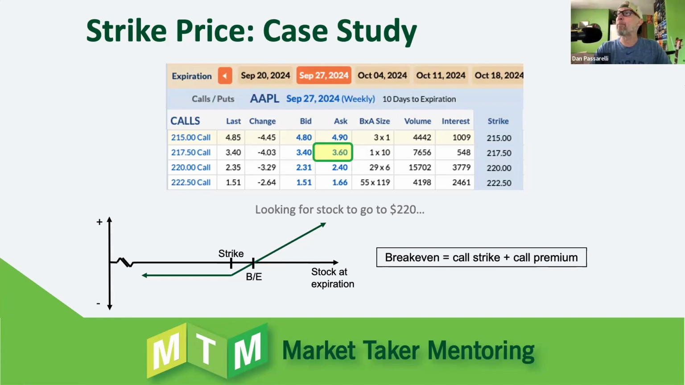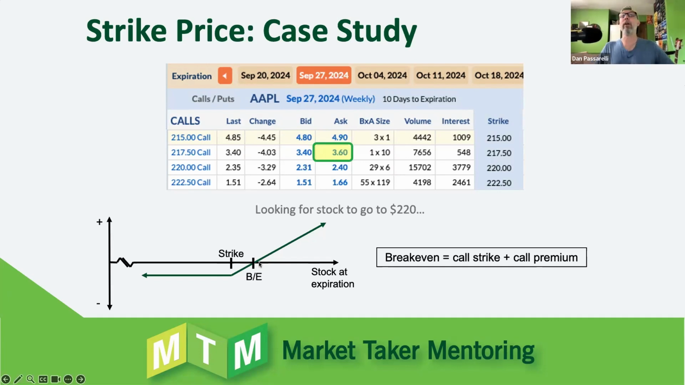Well, what happens if she's right and Apple does go to 220 and is trading at 220.01 ten days from now at expiration? Did you ever learn how to calculate the break-evens on these profit and loss diagrams? The break even is the call strike price plus the call premium. So 217.50 plus 3.60 is 221.10. The stock would have to get above 221.10 to break even.